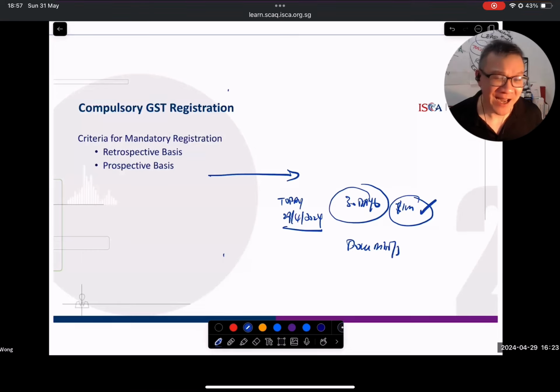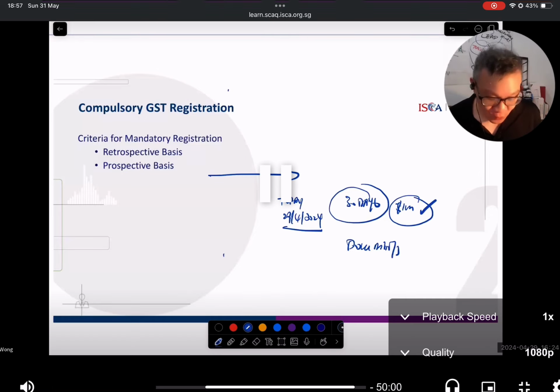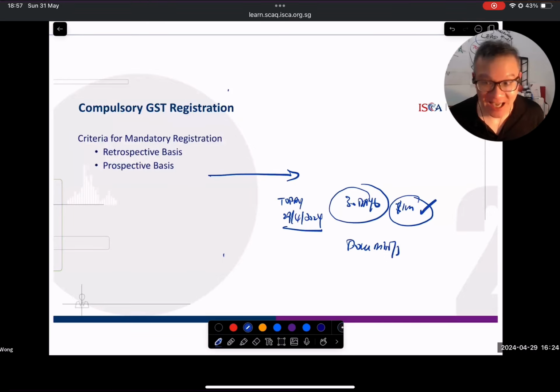Now, this is my understanding. I don't mean that it is really a reflection of IRAS's standpoint. It is my understanding, someone taught me many years ago. IRAS's mindset is that they don't like you coming under the GST administration without knowing enough of the GST rules and regulations. So it is personal opinion only, okay? Treat it as personal opinion from Jack.